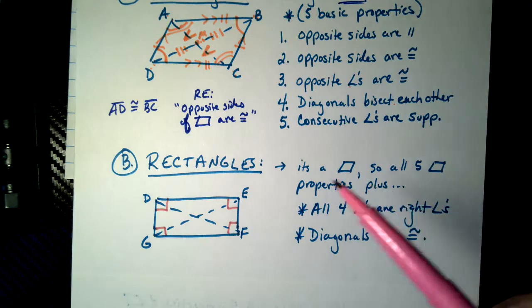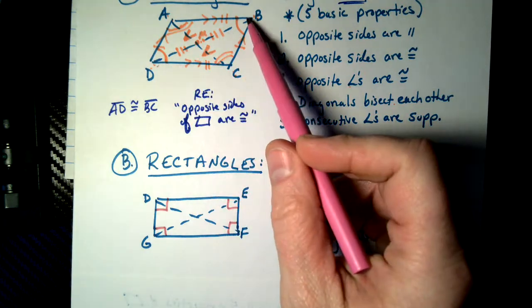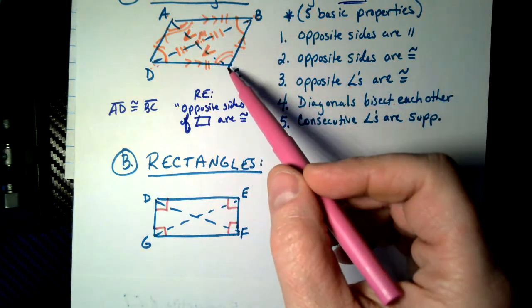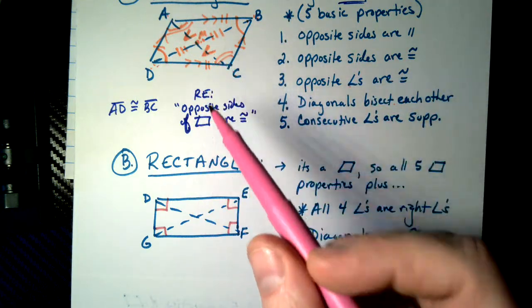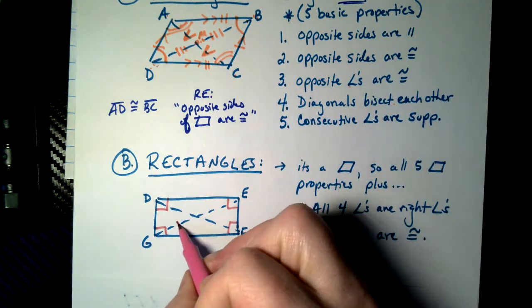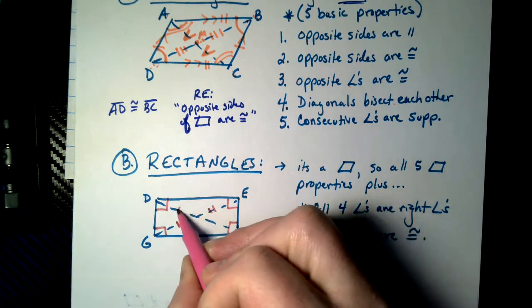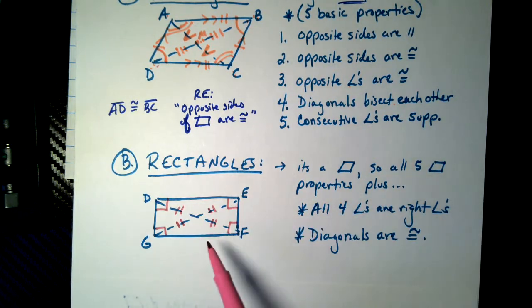The other thing that changes is that up here, DB was not congruent to AC. All right, diagonals were not congruent. They cut each other in half. That's still true. They cut each other in half, but now they were congruent to begin with. So all 4 of those little segments are congruent.